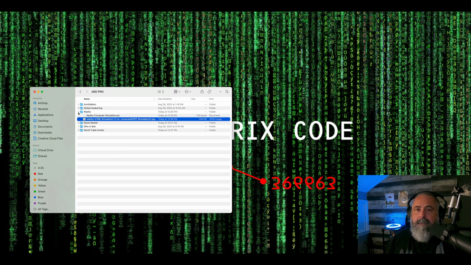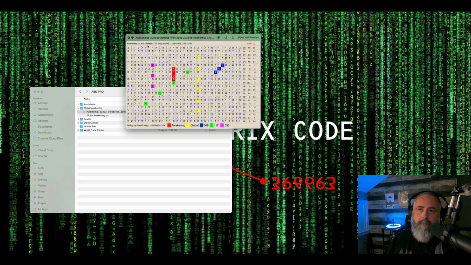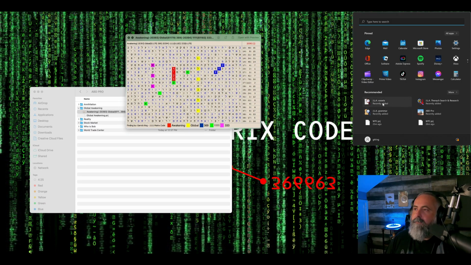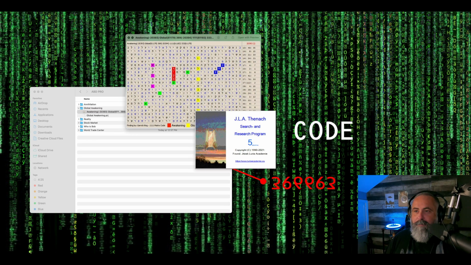Okay, next one. I did a search for awakening, global awakening, and then I put in the numbers. Now, the other program that I was talking about, which I'll just go ahead and open up here quickly, here we go. It's called JLA, and it's the word for the Bible, but I don't know how you pronounce it. I don't know if it's Tanakh, something like that, but it's search and research. It has a really long name, and this is an extensive program.